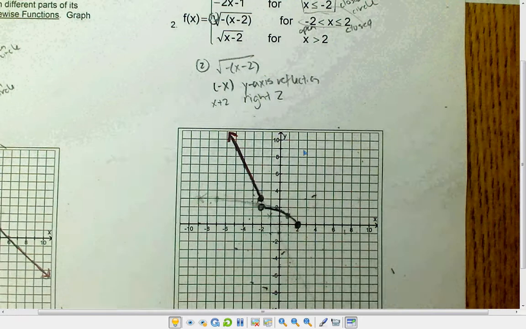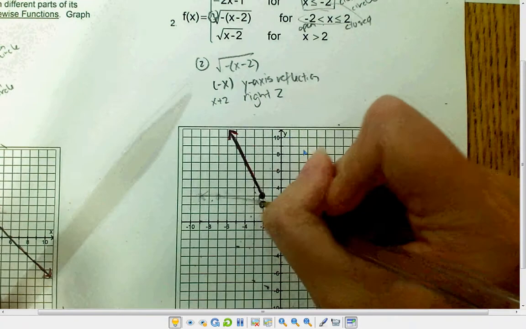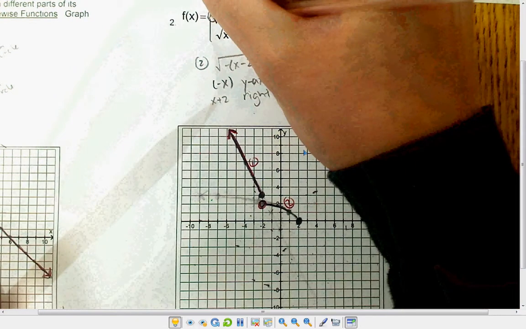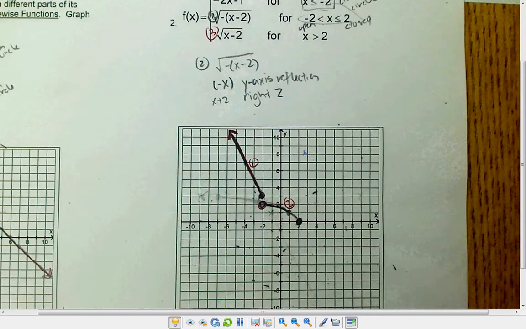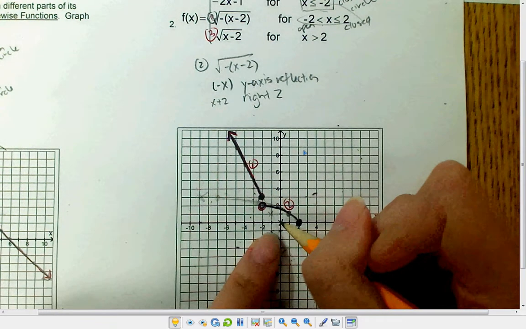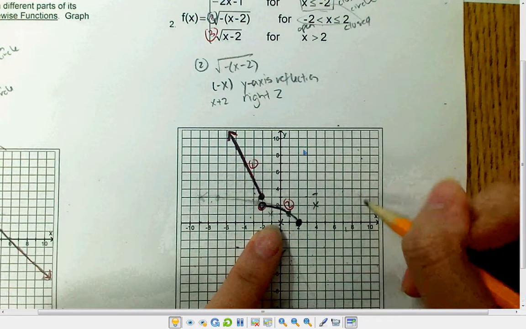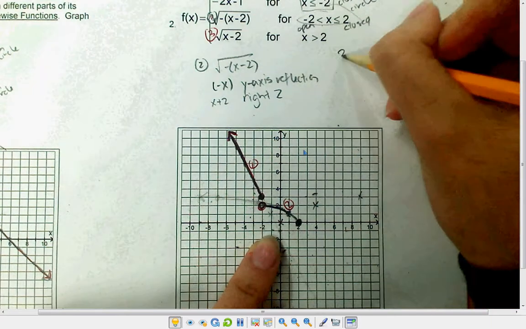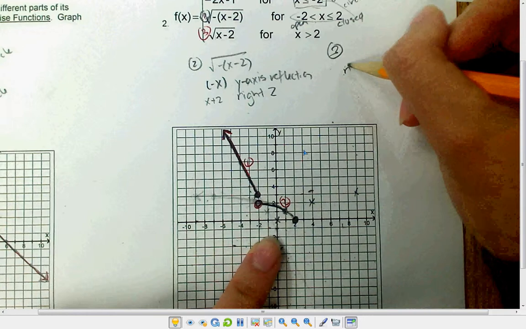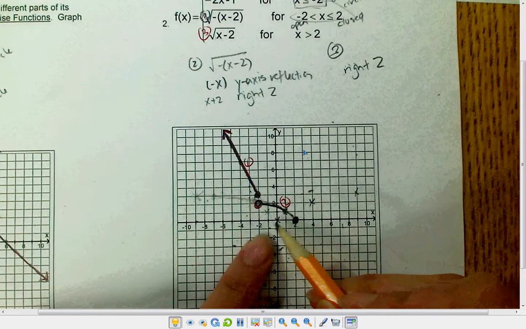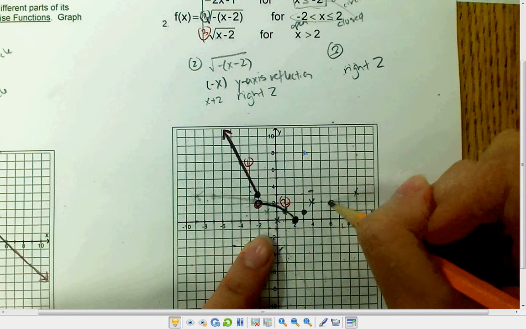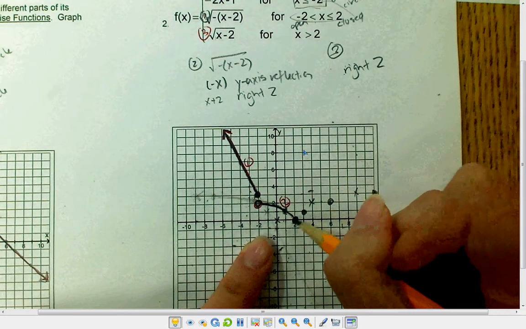Okay, now we have one last one to graph. So I've done number 1. This was number 2. And now let's do number 3. So 3 is again a square root, right? So we're starting with the same parent function: 0, 0, 1, 1, 4, 2, 9, 3. But this time for number 3, the only thing that's happening here is that it's been moved right 2. So each of these points has been moved to the right 2, and it looks like this.